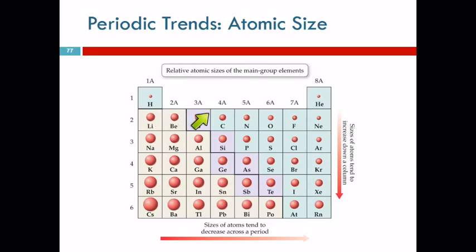We are adding electrons in the same principal energy level. They are roughly the same distance from the nucleus. So we would expect then that the size would be the same. But because we're adding protons as well, the charge on the nucleus increases. The increased charge pulls the electrons in tighter. So as we go across, atoms get smaller. Going down, it makes sense the atoms get larger.